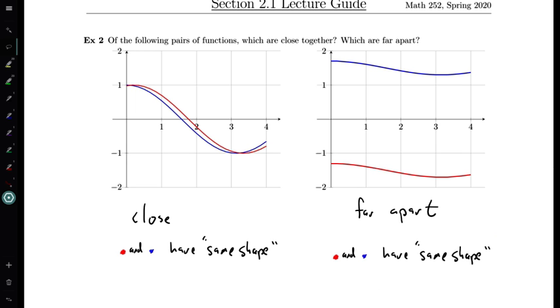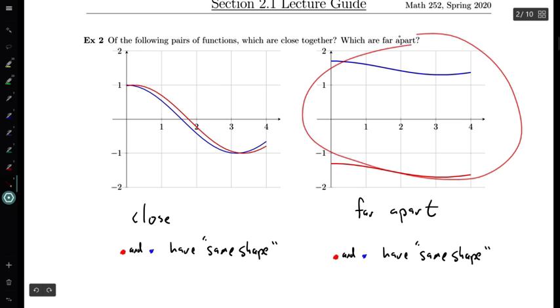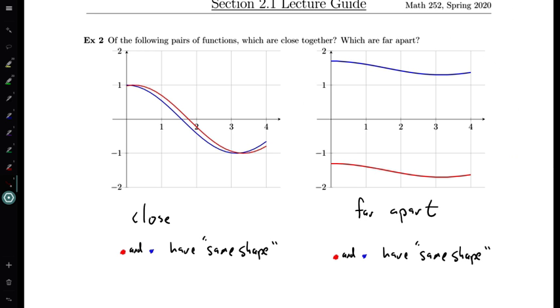So when we're talking about when two functions are close together, the right answer isn't going to be, do they have the same shape? Because we see here that functions with the same shape can be close together. Functions with the same shape can be very far apart. So we don't want to be looking at the shape of functions to determine whether or not they're close together.